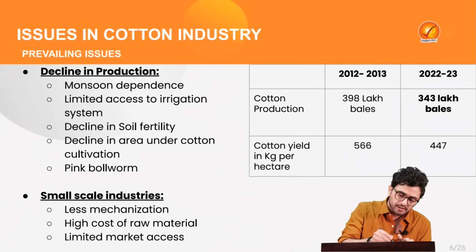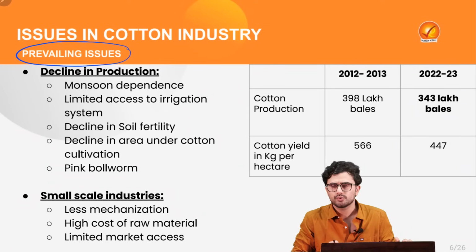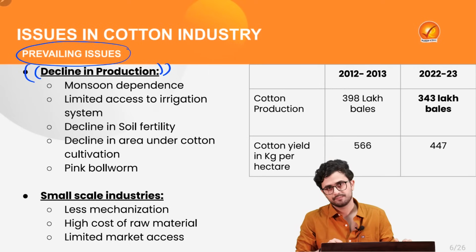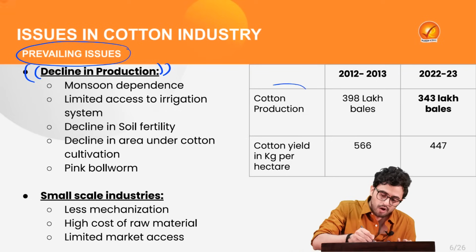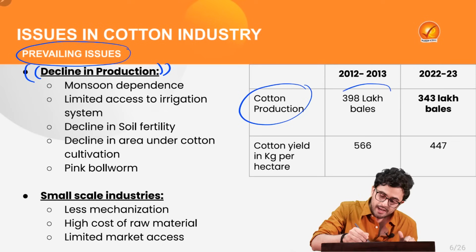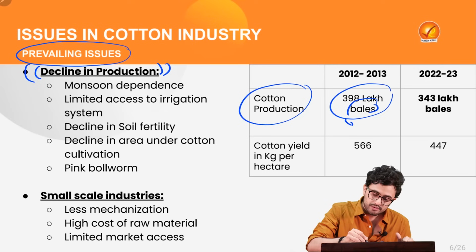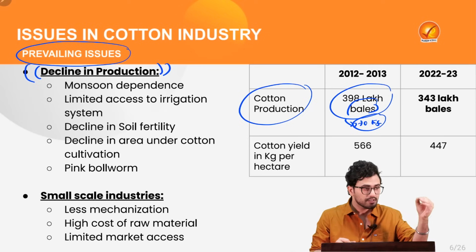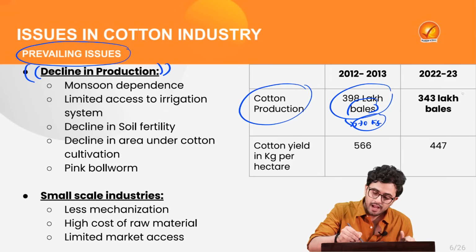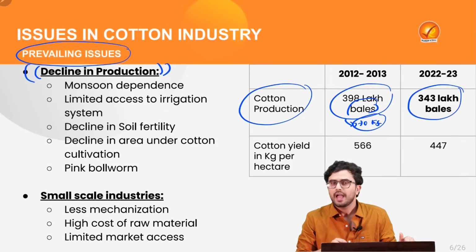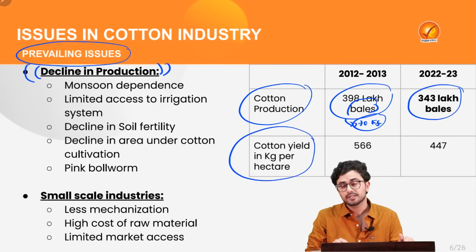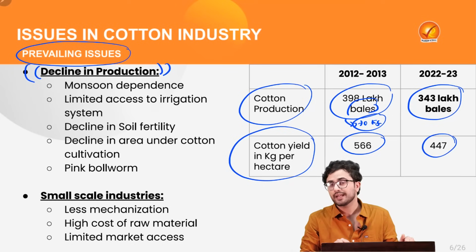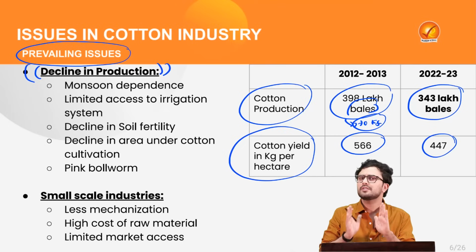But recently, the cotton industry has been hampered by various issues which are surrounding it, one of the major being the decline in the production of cotton. As you guys can see in the table, the cotton production has declined from 398 lakh bales. This bale constitutes 170 kg of cotton. So from 398 lakh bales in the year 2012, in a period of decade, we have come down to 343 lakh bales. At the same time, the cotton yield in kg per hectare has declined from 566 to 447 kg per hectare. There are several causes for such decline.